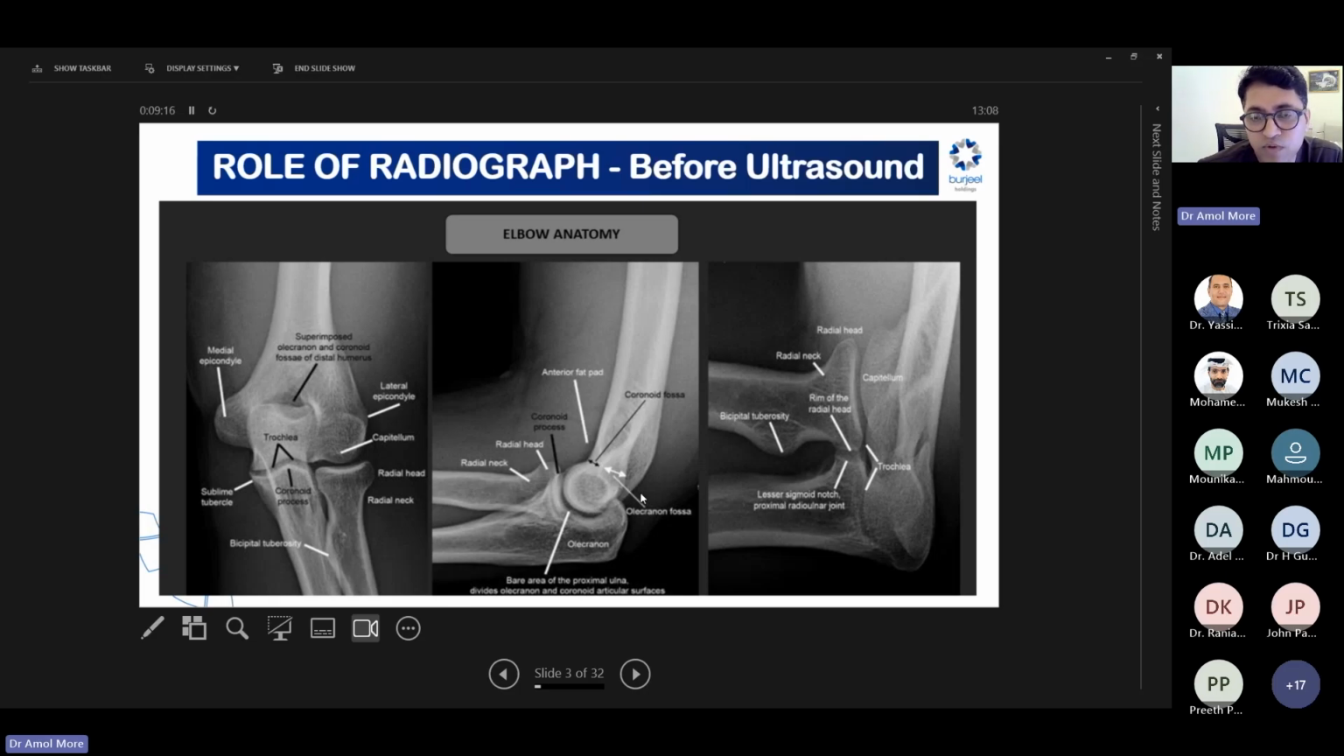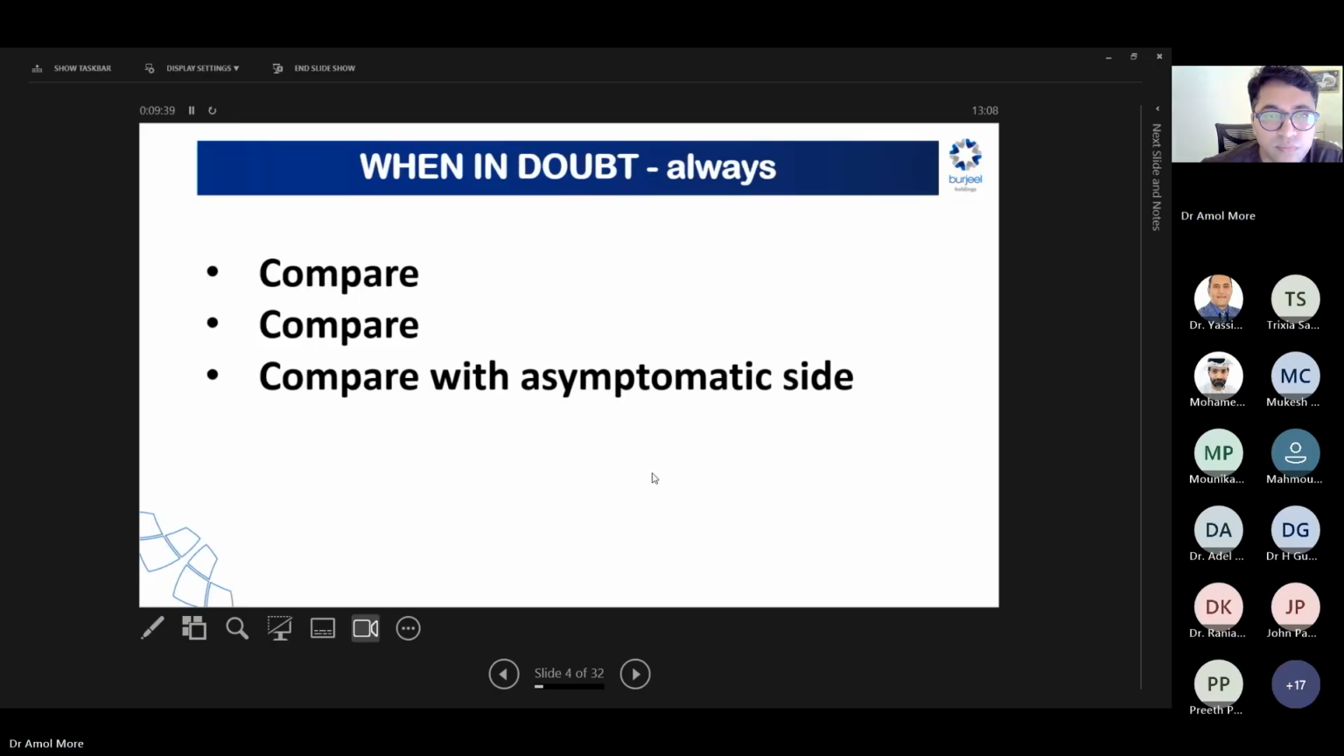And the elbow joint is one of the joints which is commonly known for myositis ossificans in long-term post-traumatic injuries. So you will be more confident for your ultrasound, and you will rule out surprises while doing the ultrasound if you see the radiograph before starting any elbow ultrasound.